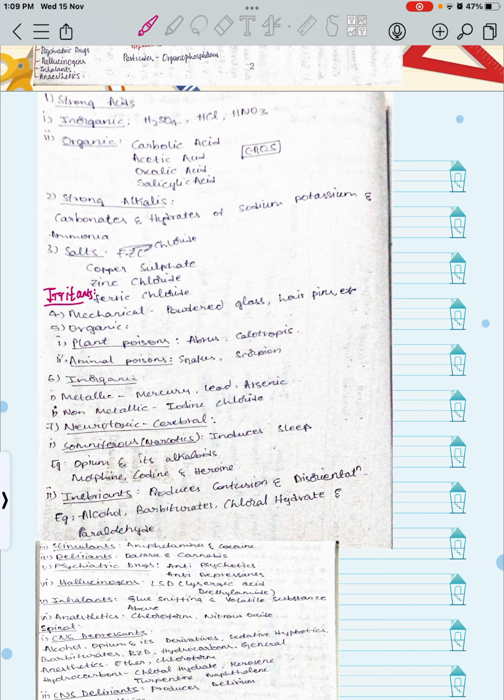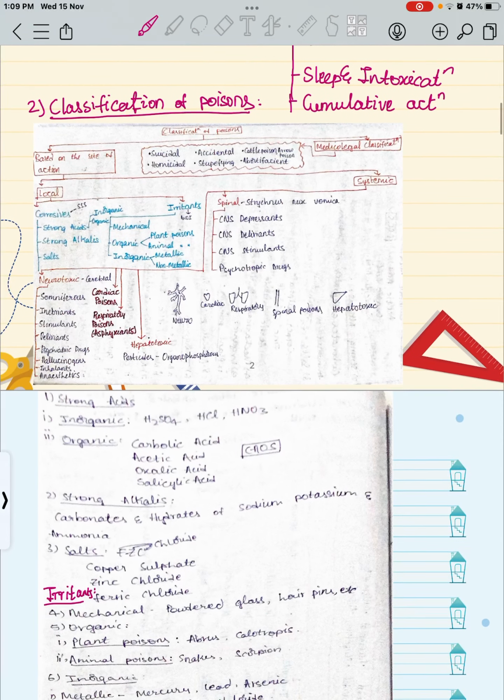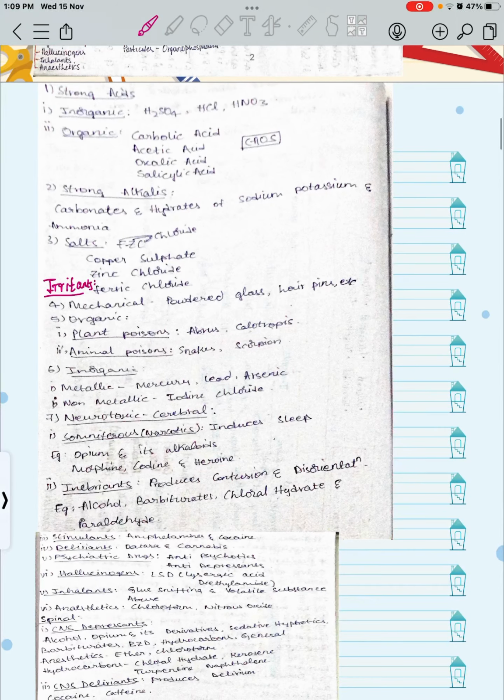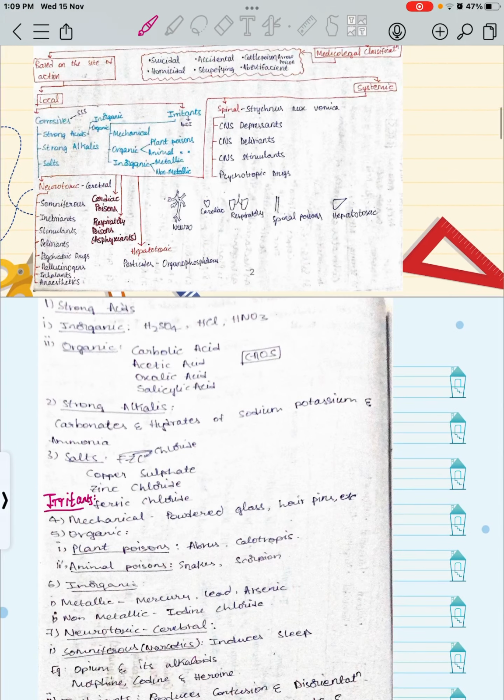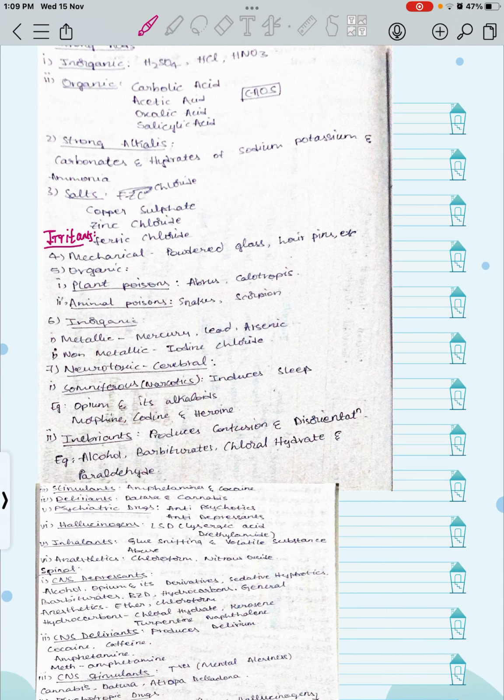Examples for irritants: mechanical irritants are powdered glass, hairpins, etc. Organic irritants: plant poisons include abrus and calotropis, and animal poisons include snakes and scorpion. Inorganic irritants include mercury, lead, and arsenic. These are all metallic inorganic poisons, and non-metallic inorganic poisons include iodine chloride.